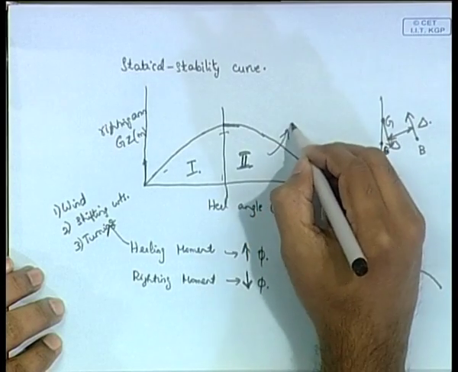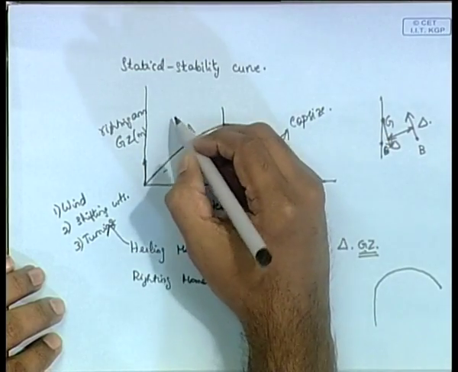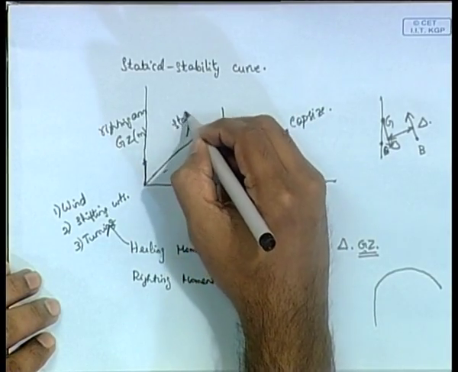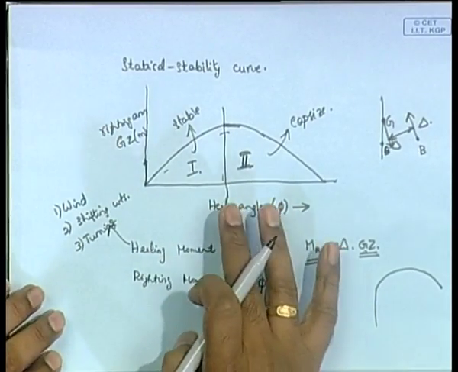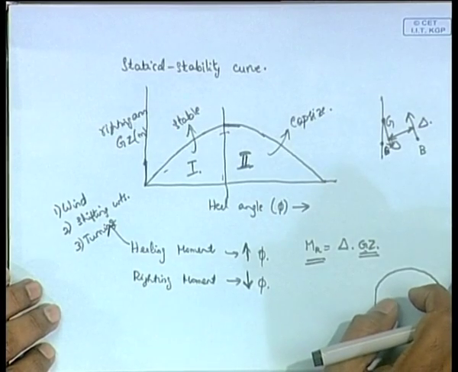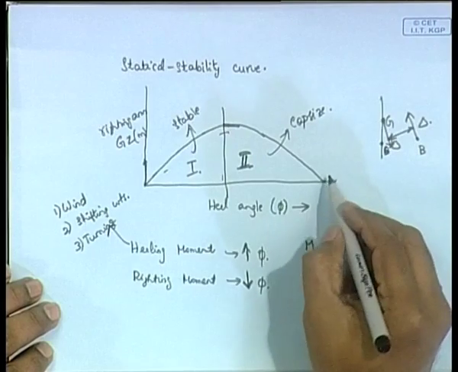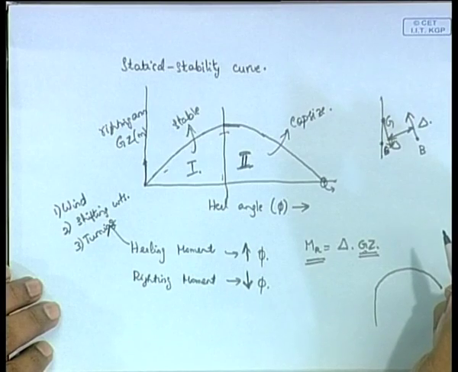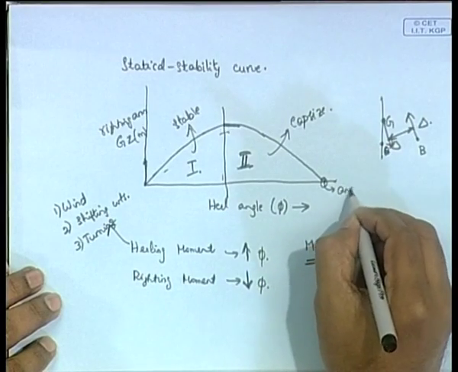So, this region is associated mostly with capsizing, and this region is associated with coming back to its original shape, or stable. So, this region is stable and this region has a tendency to capsize, two regions of the statical stability curve. Okay. Now, at this angle you see that Gz is 0, there is nothing causing the ship to come back. That is known as the angle of vanishing stability.